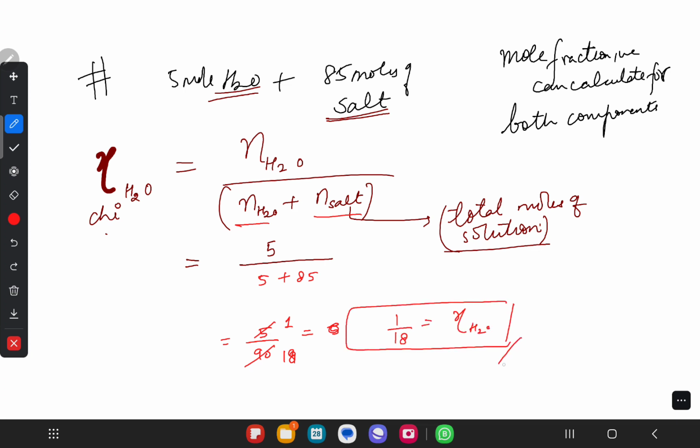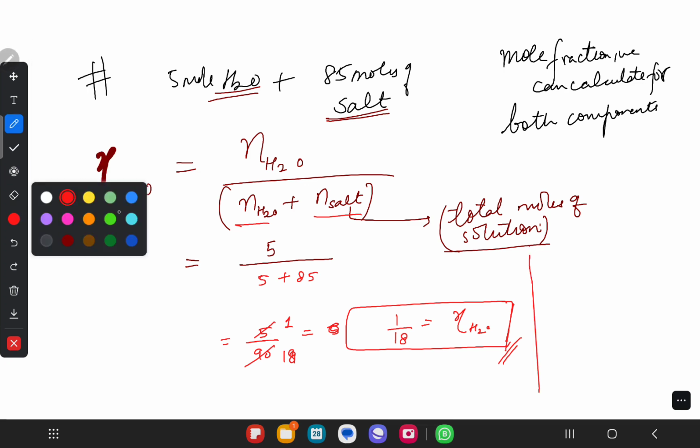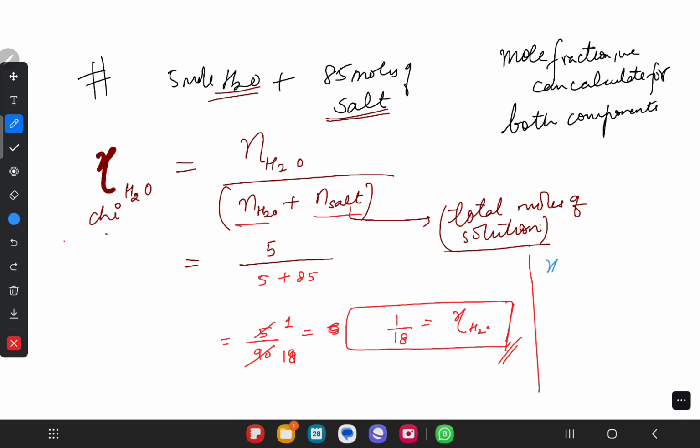Are you understanding my point or not? Any doubts in this? Sure? This is the concept. Did you understand? Similarly, how do you find out the mole fraction of salt? That is 85 over 90, because the total moles are 90 here. So we have 85 over 90.